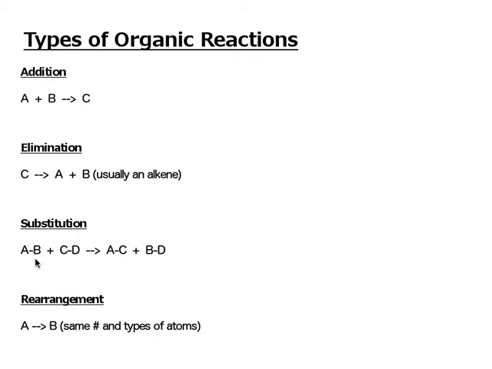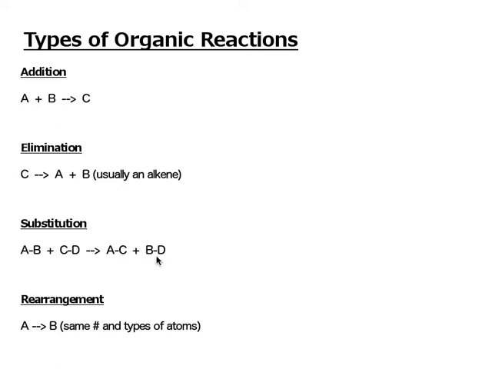Substitution reactions are where you have two reactants at least, and there are atoms or groups within those molecules which switch places. One substitutes for the other one. Here we have AB, that's one molecule, plus CD, a second molecule, and they form these products where C and B have really switched places. One has substituted for the other one.